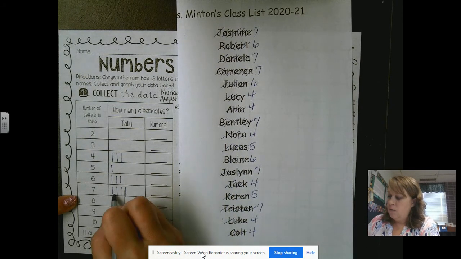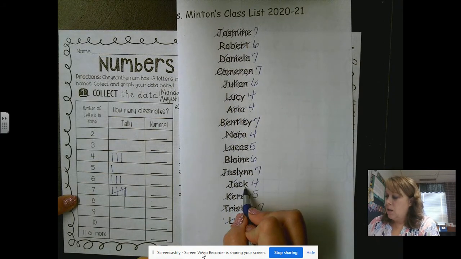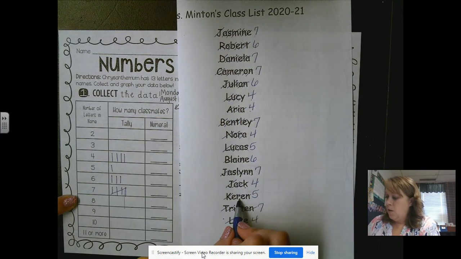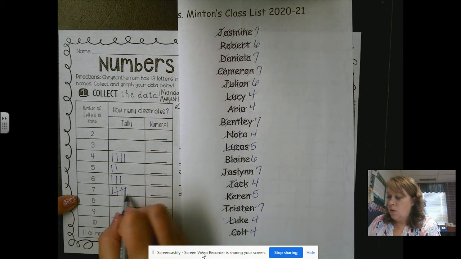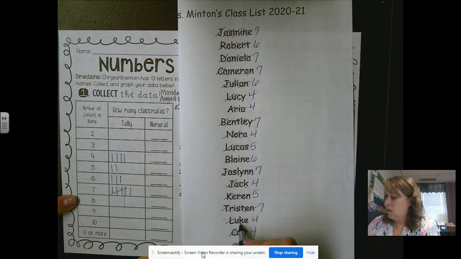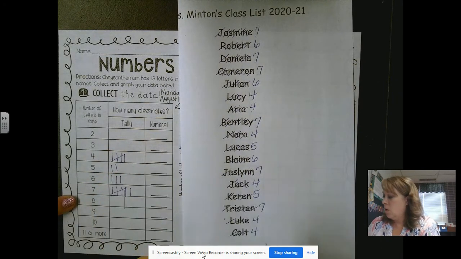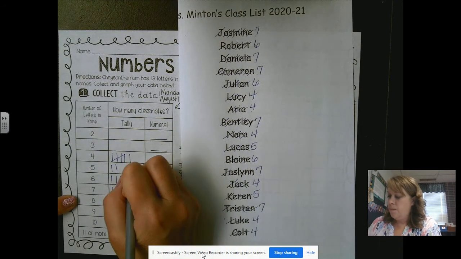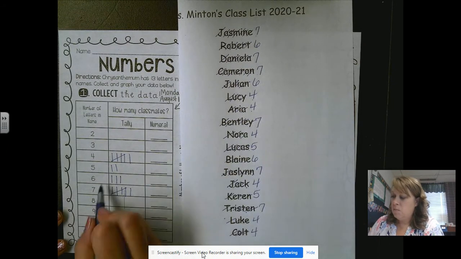So I'm at 5. So when I do tallies, I know I got to do a cross this time. Jack has 4. Karen has 5. Tristan has 7. Since I already have 5, that will make a 6. Luke has 4. Ready to go across there. And Colt has 4. All right, so now I'm going to write the numeral that matches my tallies.